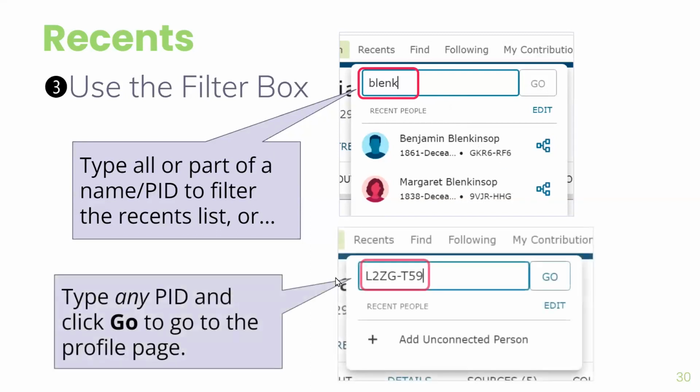But here is another really cool thing. Suppose you know the PID of someone, even if they're not in your recents list, you can still pull up recents, put in the PID, click go, and it will take you to that page, regardless of whether they show up on your recents list. So this is actually faster than using the find screen. A lot of us will use the find screen to go to a PID. I usually do because I keep forgetting about this, but it's really fast to just click recents, paste in the PID, and click go, and you're there.